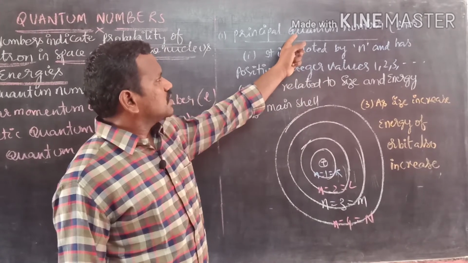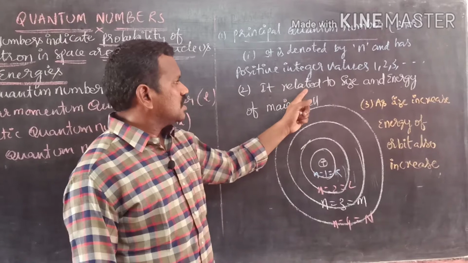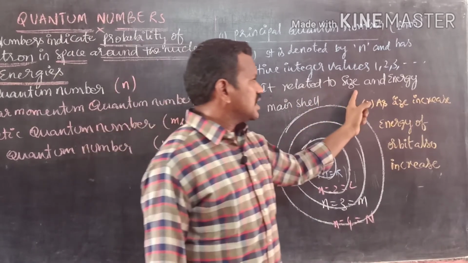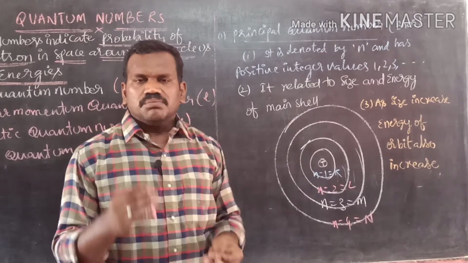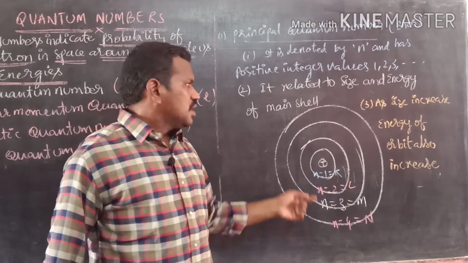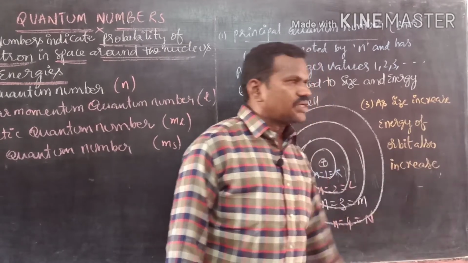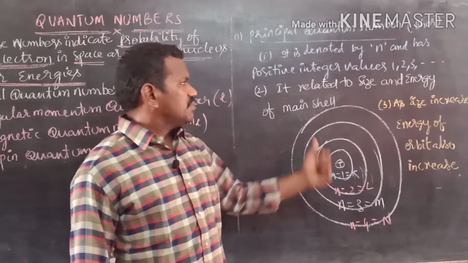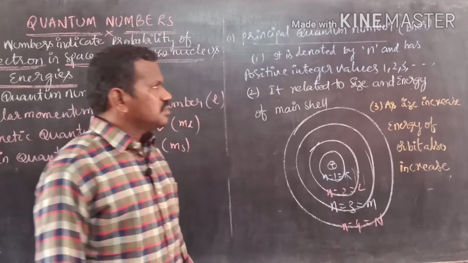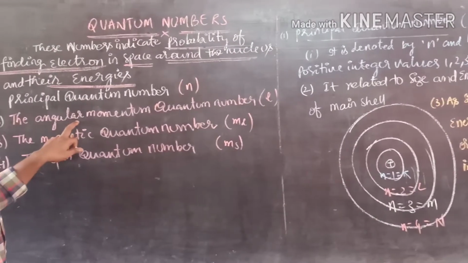What does the principal quantum number describe? It describes the size and energy of a main shell. We already know that main shells are there first of all, and as the size increases, the energy of the orbit also increases, as we discussed earlier. So these are the main features of the principal quantum number. Let us discuss the second quantum number.